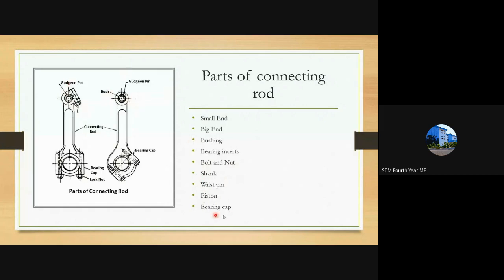Then the bearing cap. The bearing cap is this one. This part is the bearing cap. This is fitted inside the bigger end for holding the bearing. So the bearing cap is here. In this case, it's here. And then it is bolted down. So once we are disassembling that, we will be removing this bolt, then removing the bearing.